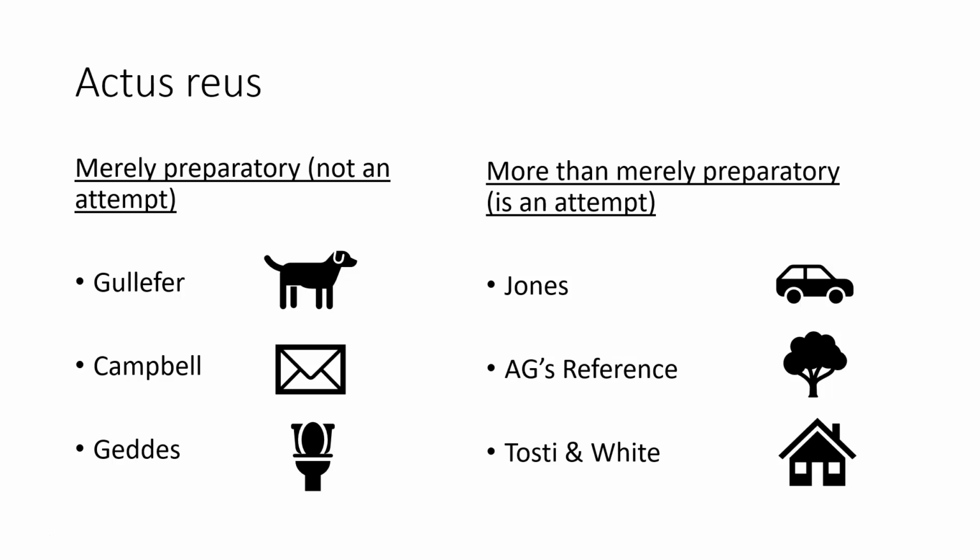Merely preparing might be getting the gun, going to the place. That was actually the fact that he got in now and pointed it at him, that was more than merely preparatory. In AG's reference, a man pulled a lady into a bush and tried to rape her, but he couldn't get an erection. And again, they said that was more than merely preparatory. He'd moved into that stage of more than just preparing. He'd actually moved into the next stage, which was closer to actually committing the full offence of rape.